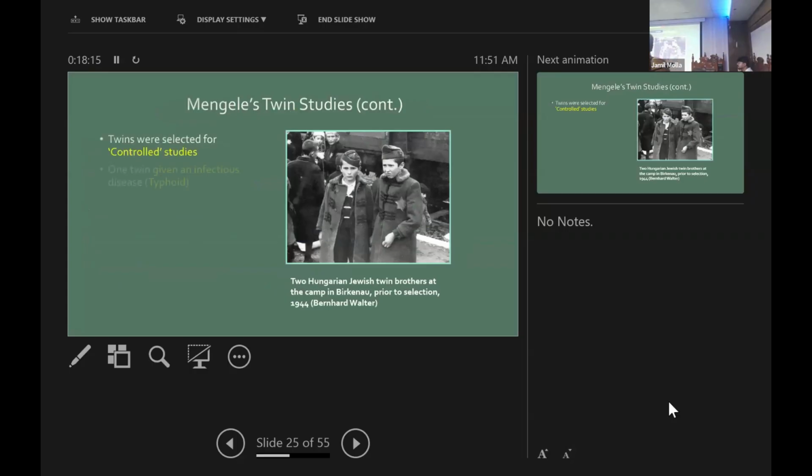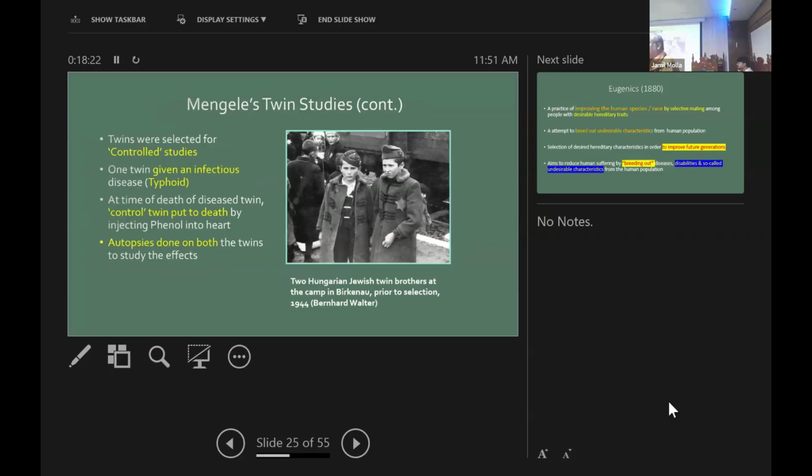So these are twins, two twins. He used to give an injection or some other method to one twin to give a particular disease like typhoid. He used to give infections to one twin, and there was no treatment for that particular disease at that time. Ultimately that twin used to die. And when he died, the other twin was murdered by injecting phenol into the heart. So both the twins died.